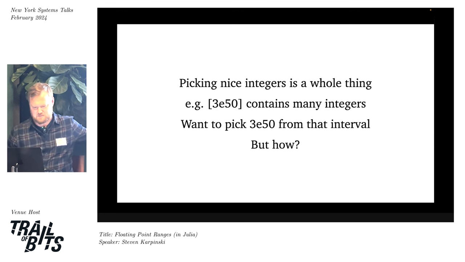So this is the example, three times 10 to the 50th. That interval of real numbers that map to it contains a lot of integers, because there aren't enough floating point bits. But the actual number we want, clearly, is 3 times 10 to the 50th. If you got this number, this is the thing someone meant. They don't mean one of the other integers nearby that has lots of bits.